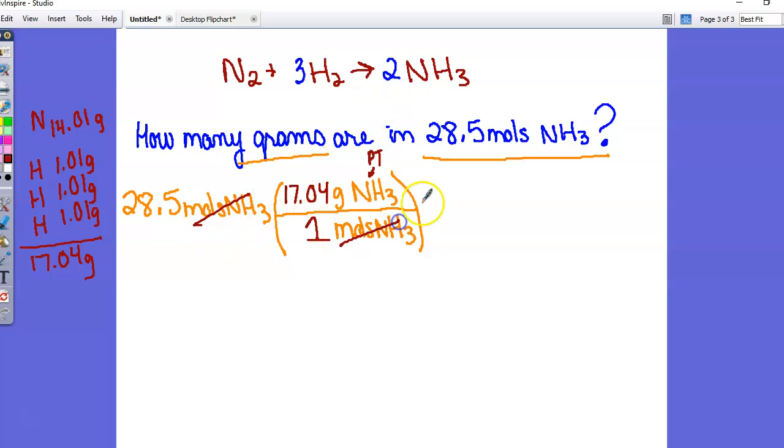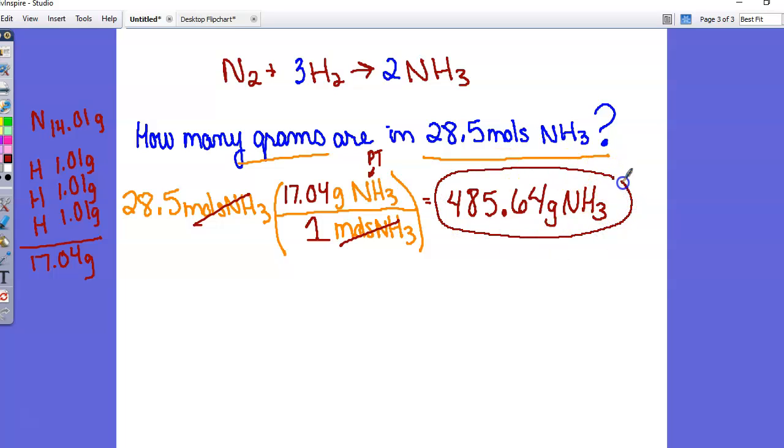Your moles of NH3 will cancel. Take your 28.5 times 17.04 divided by 1, and you're left with 485.64 grams of ammonia. So that's a little refresher on what we did before. We did moles to moles when you change substances, and just a regular stoichiometry problem when you're keeping the substance the same. I want to switch it up a little bit though.